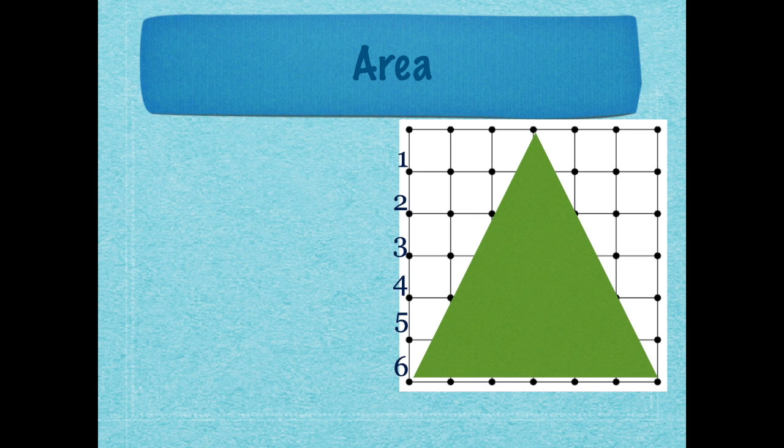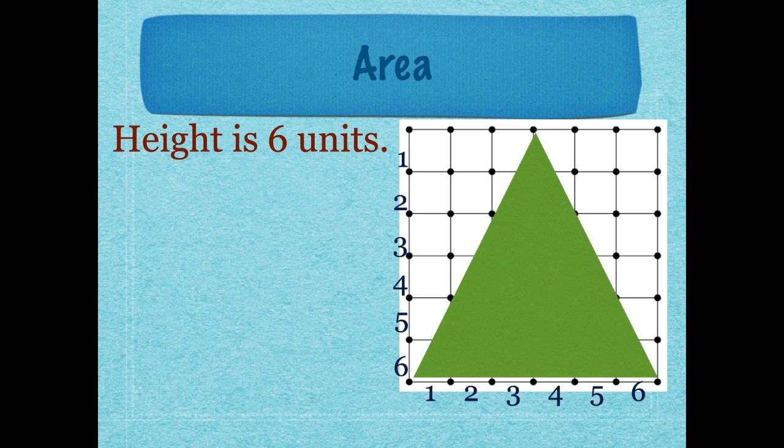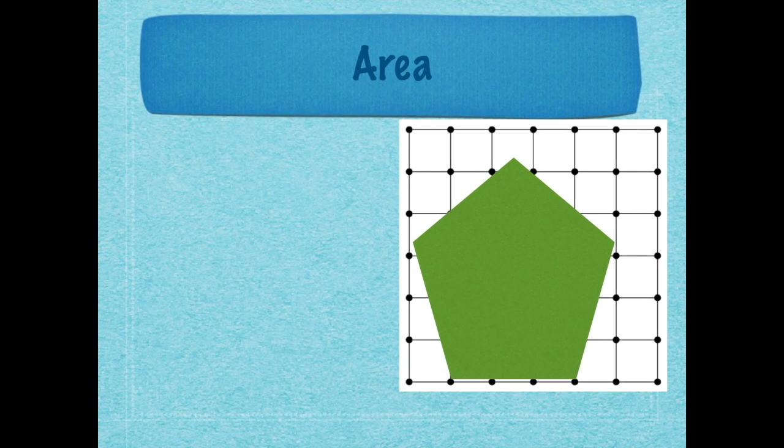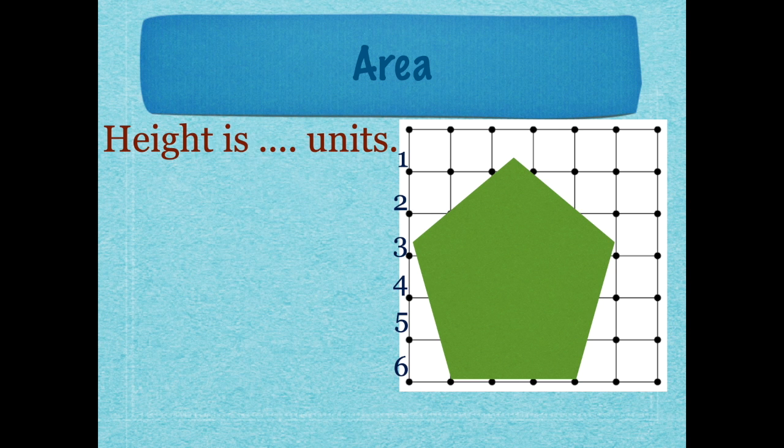I take the height, which is the very, very top of the triangle to the very, very bottom of the triangle in a straight line. The height is 6 units. The base, or the length, is 6 units. So now I take 6 times 6 divided by 2. All right. And in fact, this formula works for almost anything. I take the height, oh wait, it doesn't exactly land where it's supposed to land.